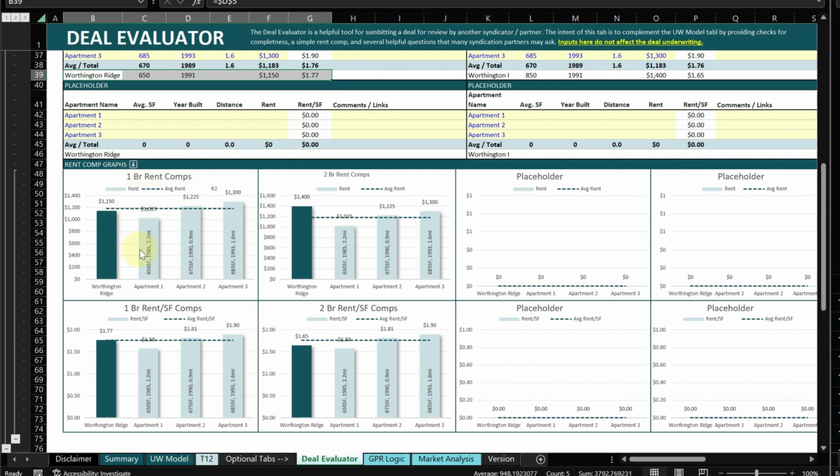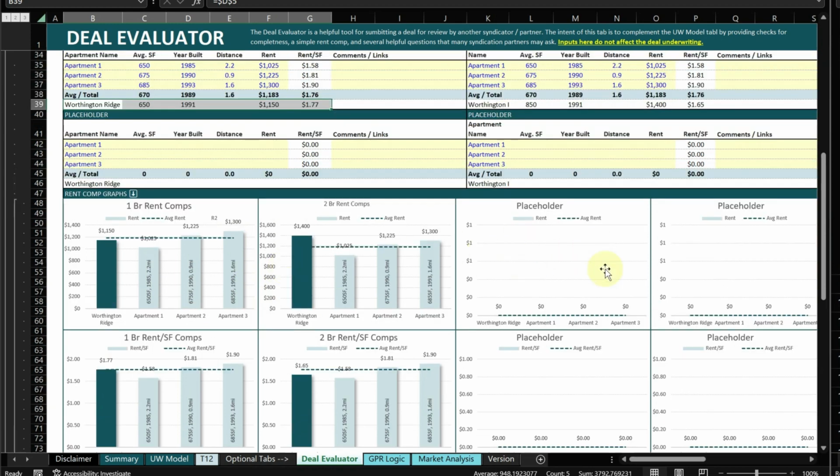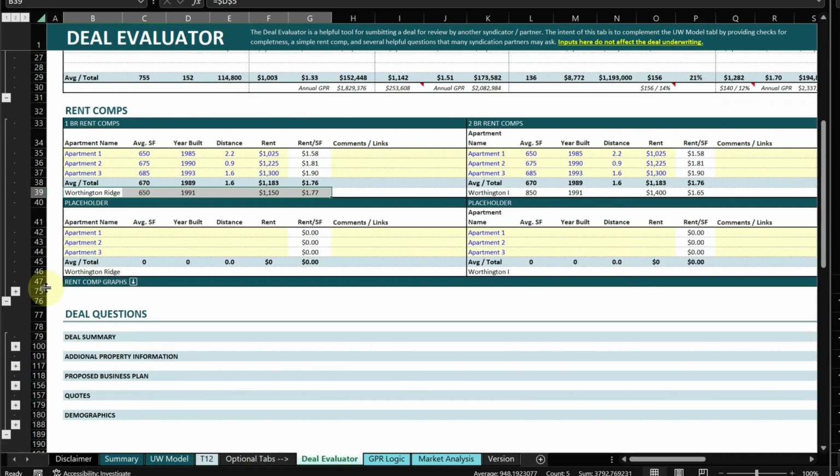So the one bedroom rent comps, it's showing me the rent comps versus our one bedroom and where we line up to the average. And if there aren't any rent comps, it's just going to be blank here. So a simple rent comp analysis just to make sure we're dialing in the rents.